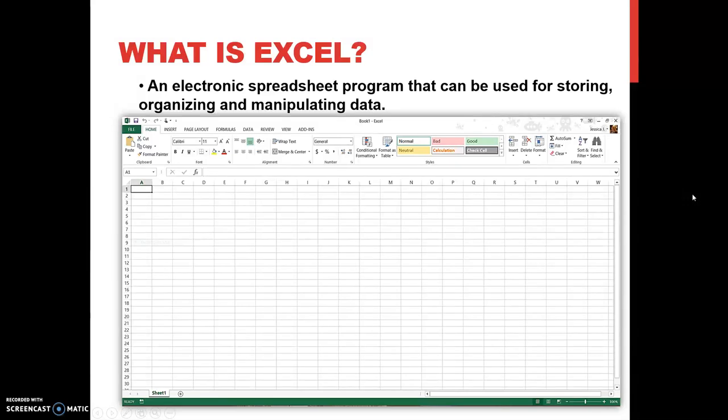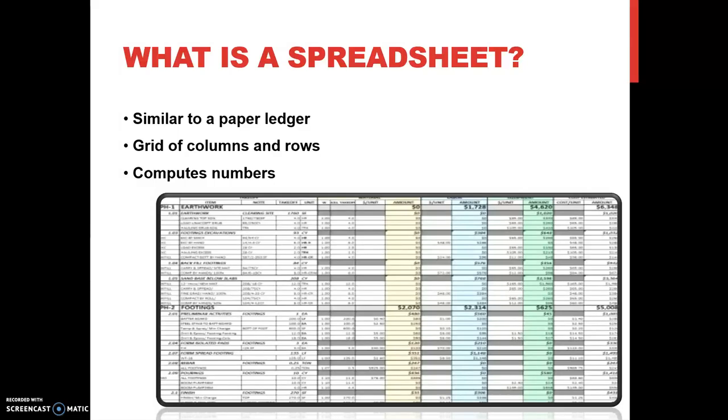Okay. So Excel is just this electronic spreadsheet program that can be used for storing, organizing, and manipulating data. You're like, well, I don't know what a spreadsheet is. If you've ever seen a paper ledger, like people used to do business with in the olden days, it's very similar to that. You have this grid here made up of columns and rows, all right? And basically what it does is it computes numbers.